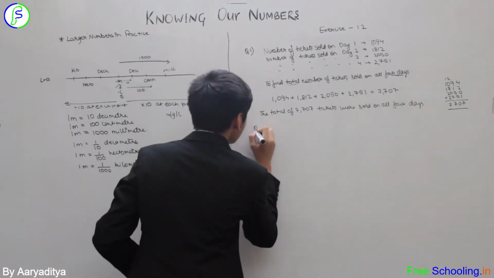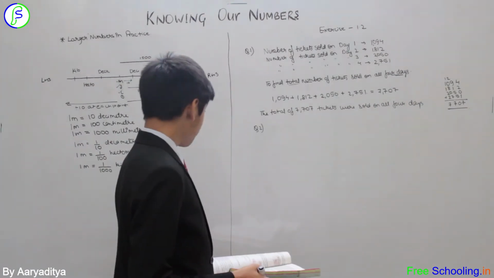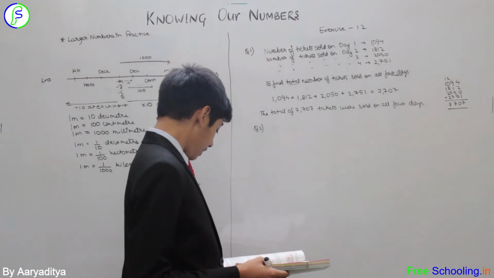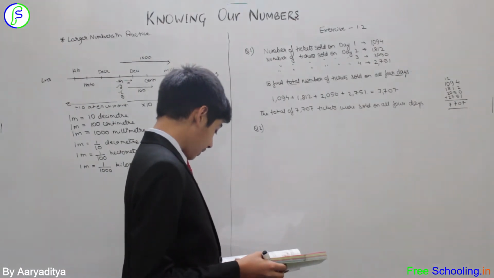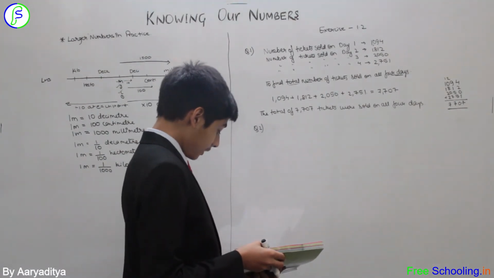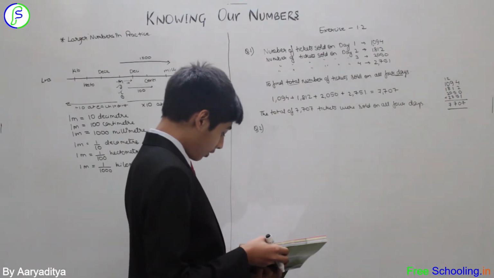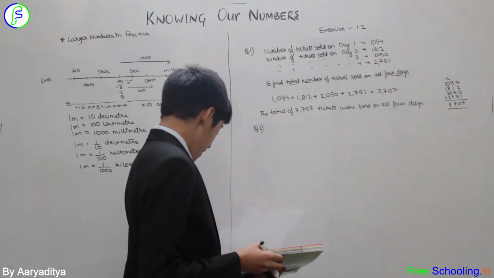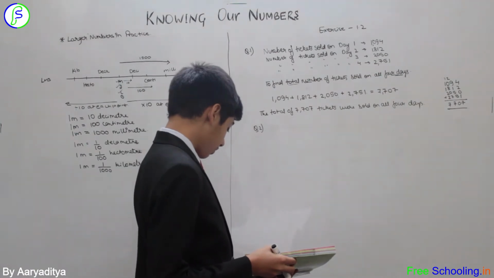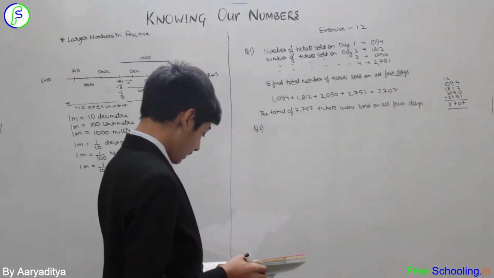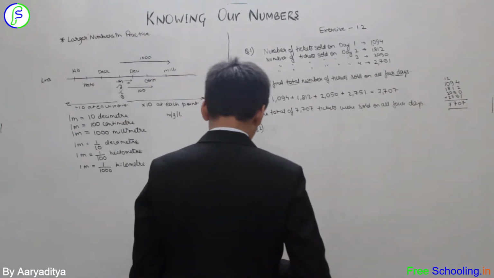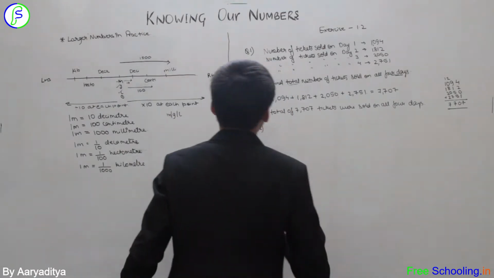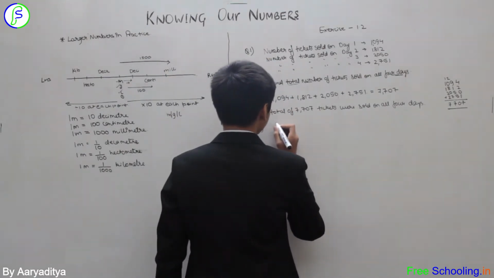Question number 2. Question number 2 says Shaker is a famous cricket player. He has so far scored 6980 runs in a test match. He wishes to complete 10,000 runs. How many more runs does he need? Okay, so we are given with the data.